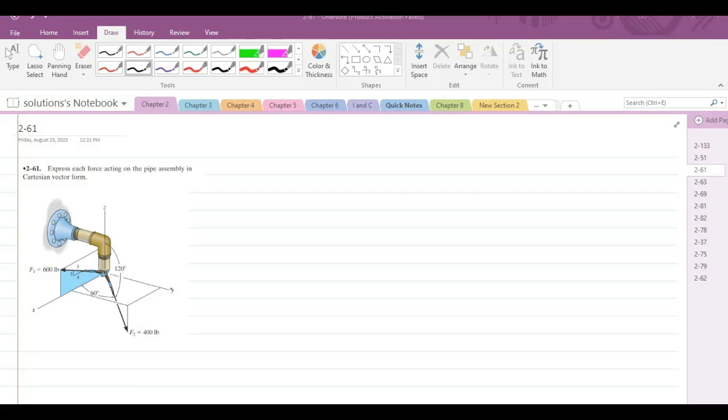In this video, we will solve problem 2-61 from R.C. Hibbeler Engineering Statics, 12th edition. According to this problem, we have to express each force acting on the pipe assembly in Cartesian vector form. So if we consider the F1 force, I have two components, one along the x-axis and one along the z-axis.